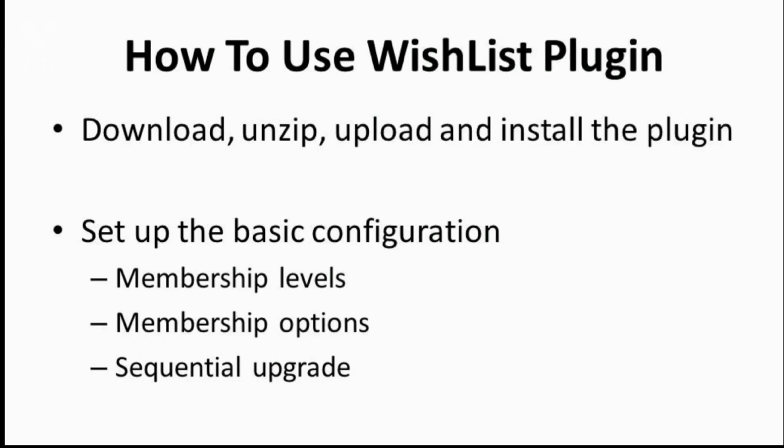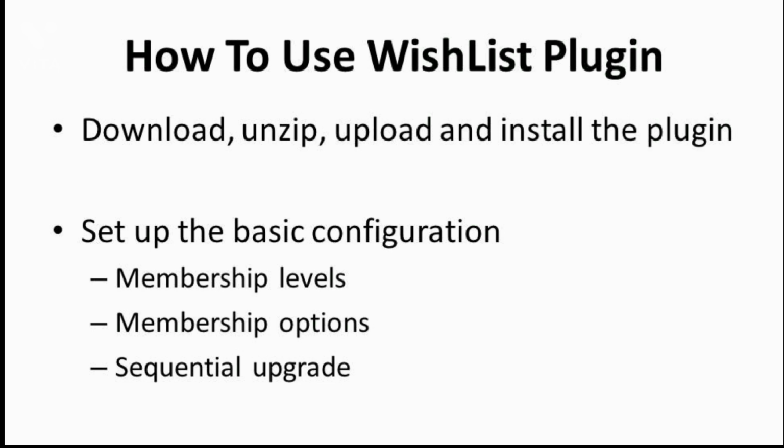How do you use Wishlist plugin? It's simple and direct. You don't need to know how to do coding or programming. Wishlist plugin does it all for you. Just buy the license, download your copy, unzip the files, upload to your WordPress, and last, install it to your WordPress. And you're done with the installation.